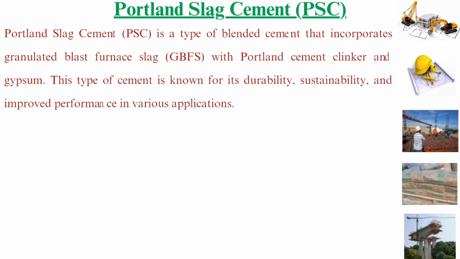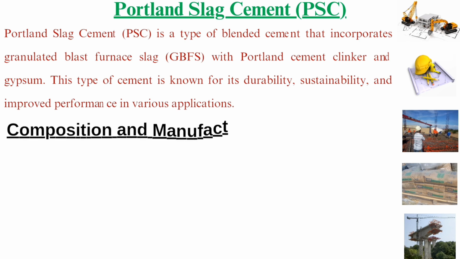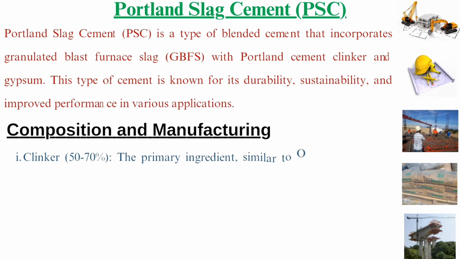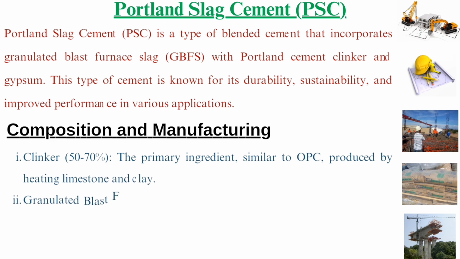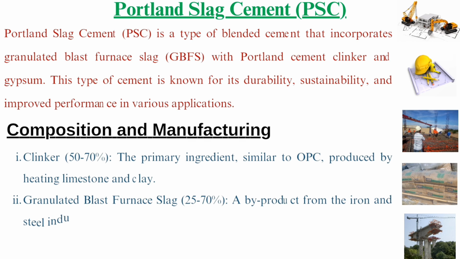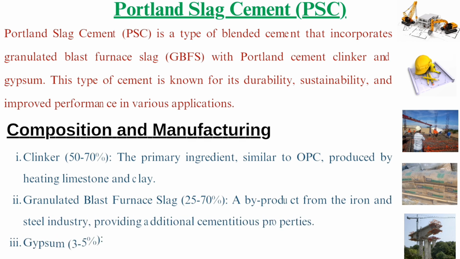Composition and manufacturing. Clinker 50 to 70%. This is the primary ingredient, similar to OPC, produced by heating limestone and clay. Then granulated blast furnace slag 25 to 70%. It is a byproduct from the iron and steel industry providing additional cementitious properties. Then we have gypsum 3 to 5%, which is added to control the setting time of the cement. So in composition we have clinker, granulated blast furnace slag and gypsum.